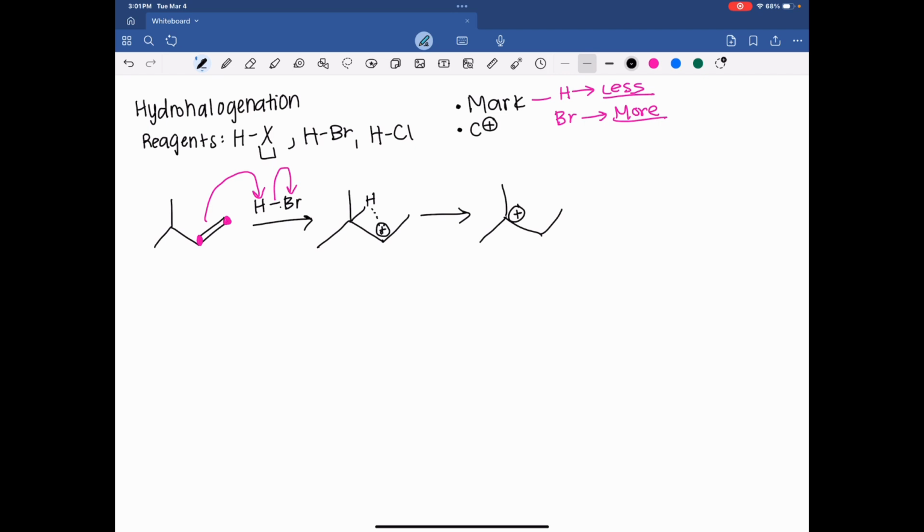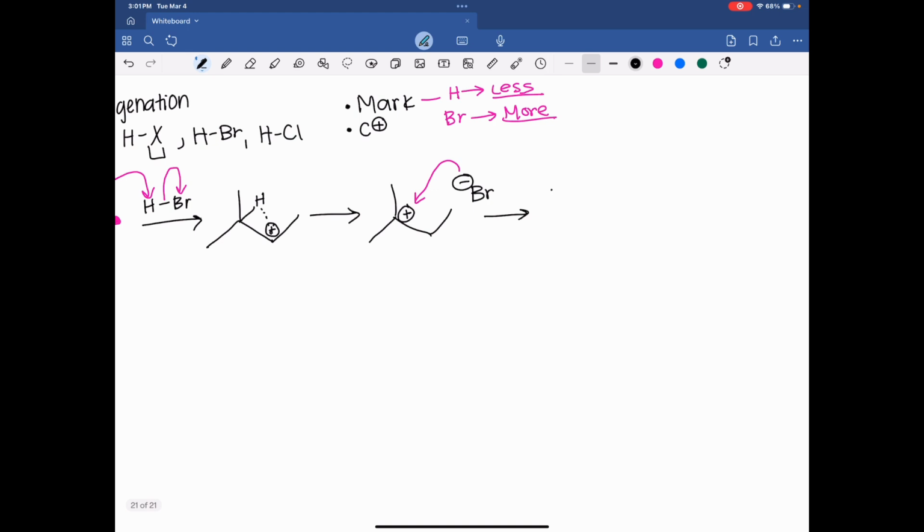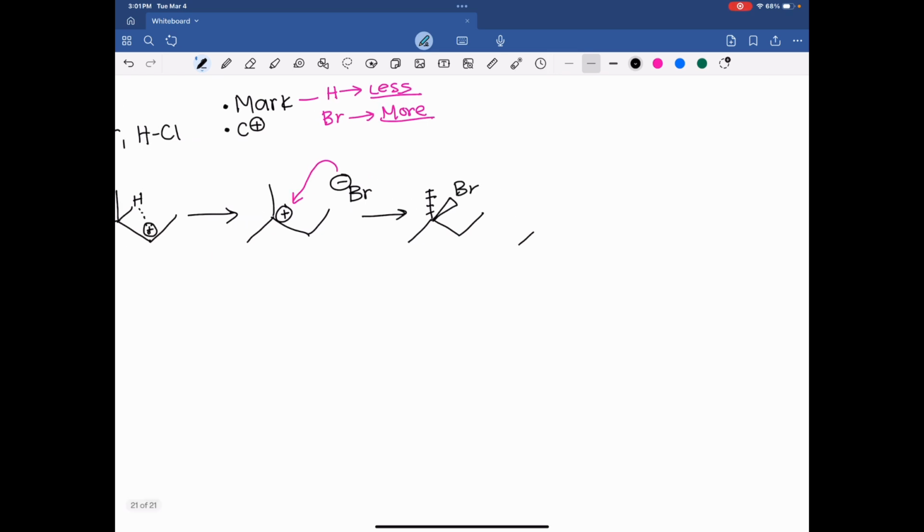And then this bromine right here that took the electrons, we're going to use that Br minus to attack this positive charge. And this bromine can attack either from the front or from the back. So I could get either this, or I could get this. I'll get a racemic mixture of these products.